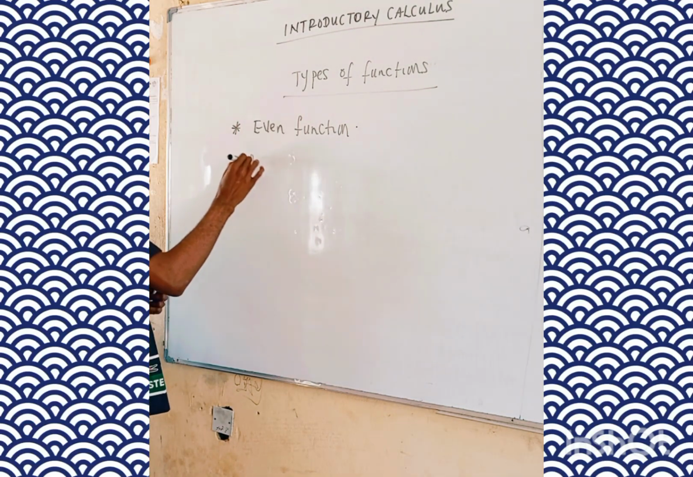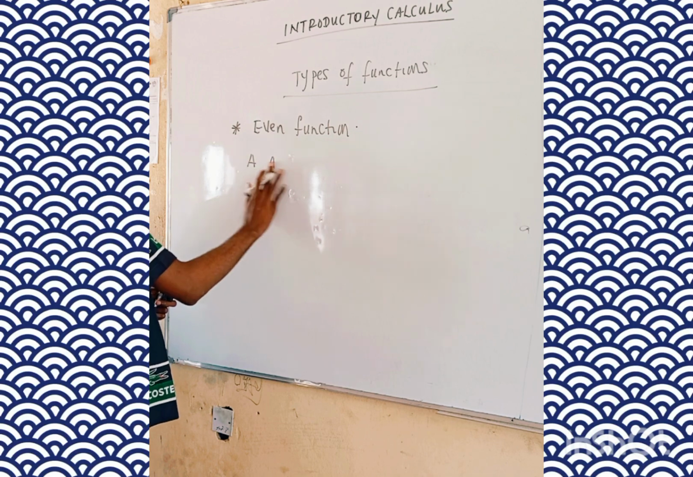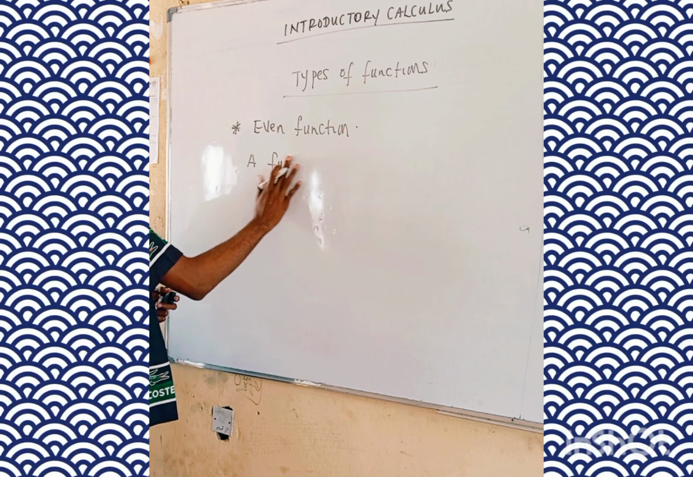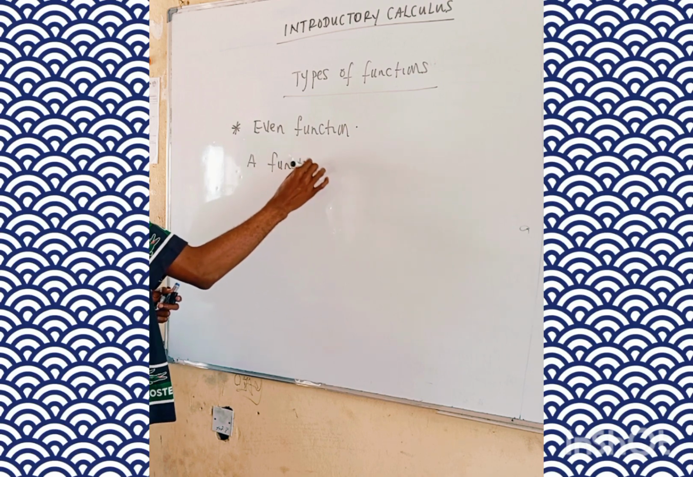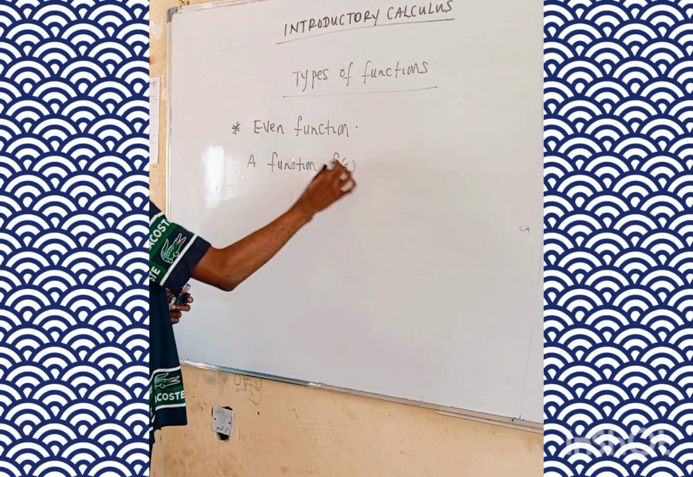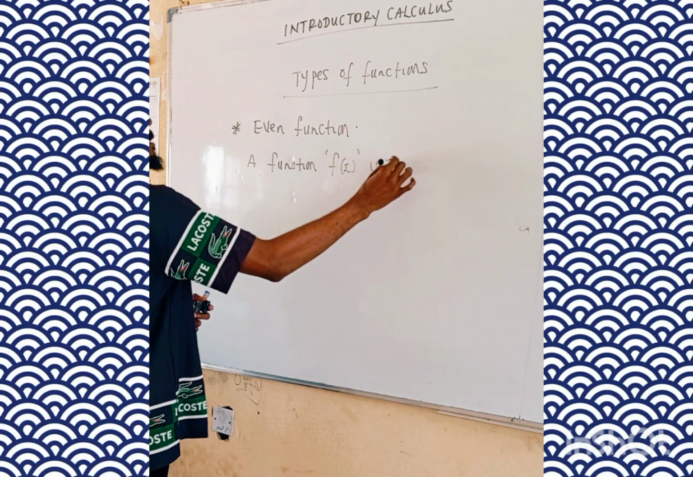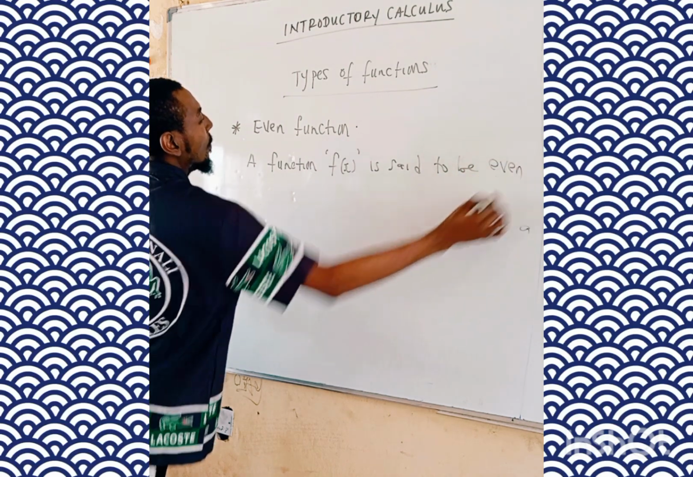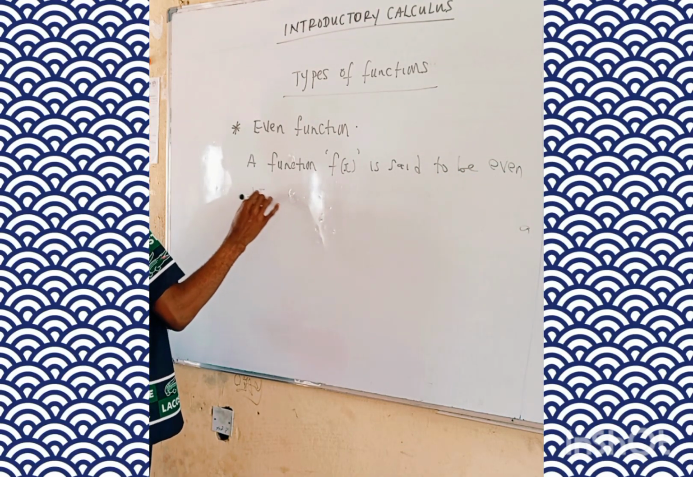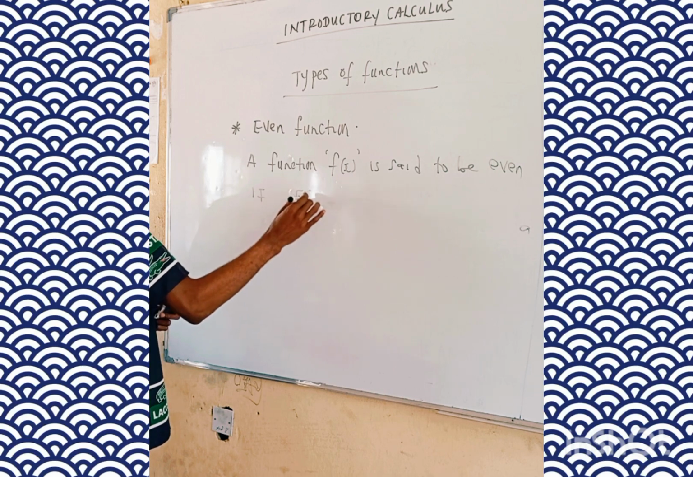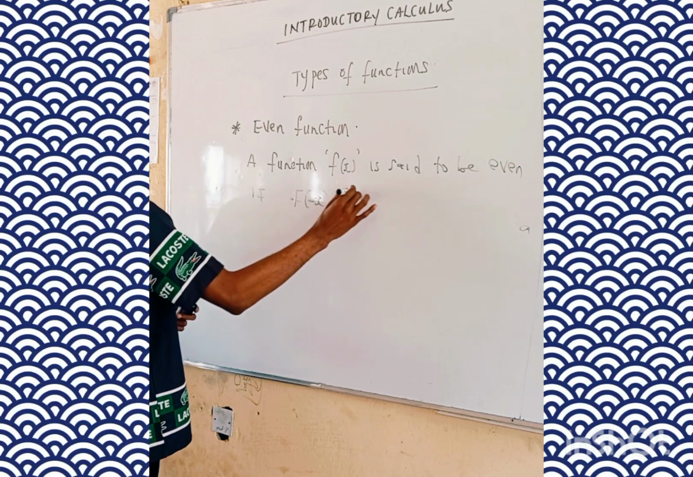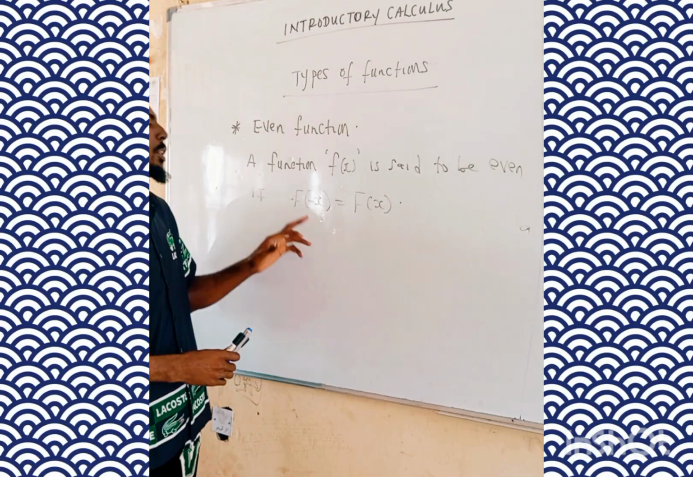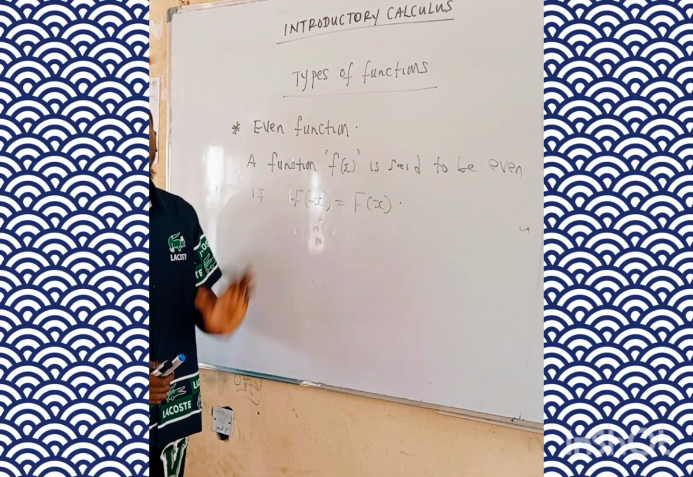A function f of x is said to be even if f of minus x is equal to f of x. So this is the strict condition for a function to be an even function.